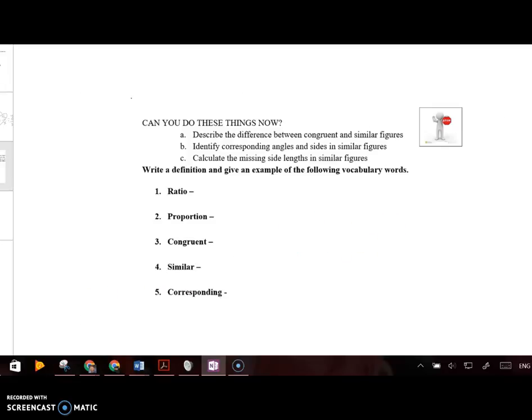And finally, just have a look at the bottom. Can you do these things? Describe the difference between congruent and similar figures. Congruent is the exact same size and shape. Similar, same shape, different size. Can you identify corresponding angles and sides? And can you calculate the missing side lengths in similar figures?